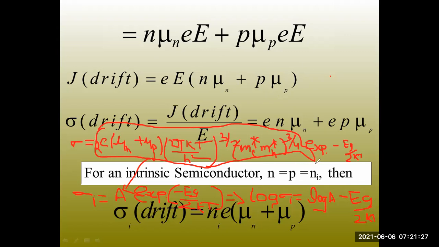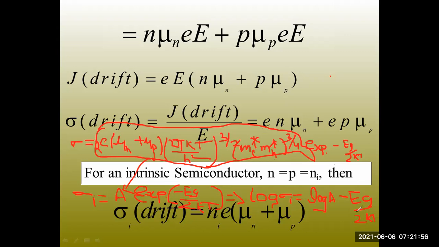Why not have a separate slide for it? Because here we are just replacing. We want to get information regarding the intrinsic semiconductor, so we got the ni value. We are just writing this particular part as A exponential of minus Eg by 2kT. So taking log on both sides, log of sigma i is equal to log A minus Eg by 2kT. Why have we done all this?